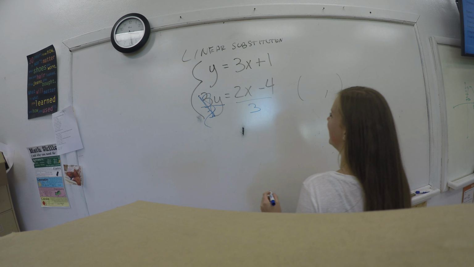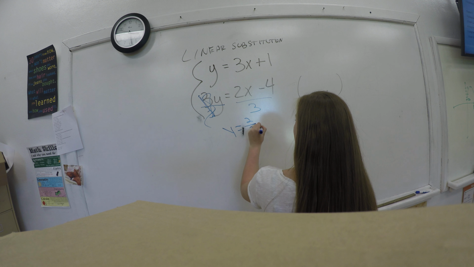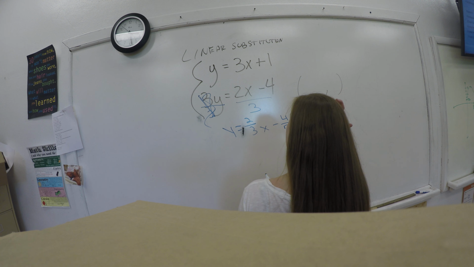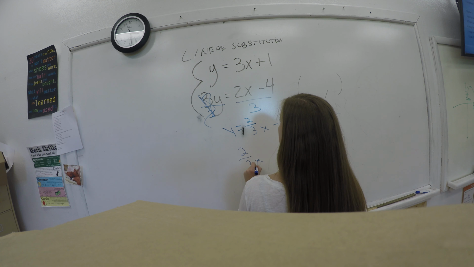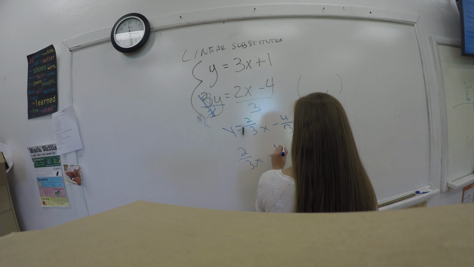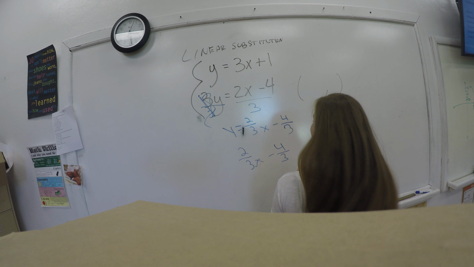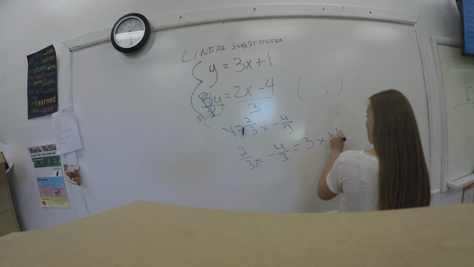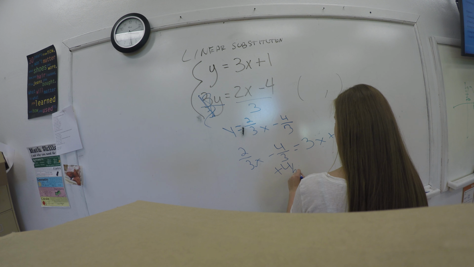Excellent. So you divided everything by 3 on both sides. That seems fair. Okay, 2/3 x minus 4, plus 4/3.